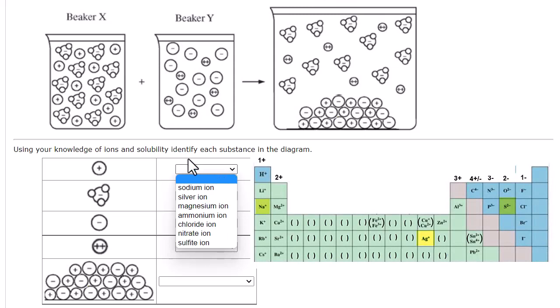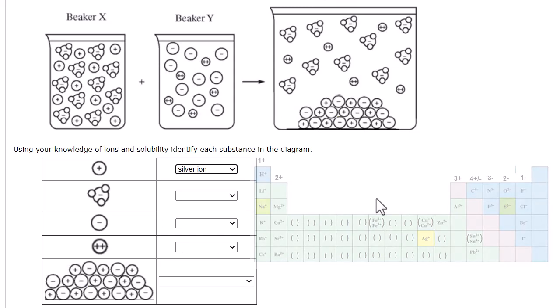Now we notice in this reaction that the plus forms a precipitate. Now, one of the rules in AP chemistry is that all sodium compounds are soluble. So it wouldn't form a precipitate, so we've only got one choice. That's the silver ion, because it is the one with a +1 charge. It's a cation, and it has the ability to form a precipitate. So we'll put in silver ion.